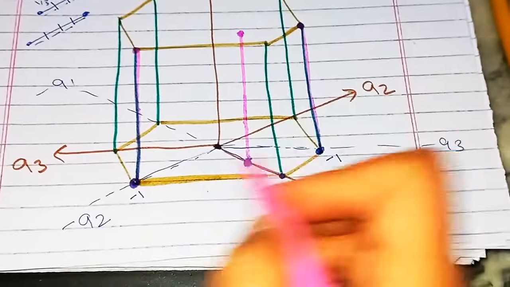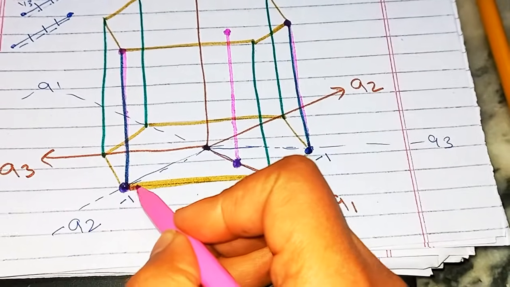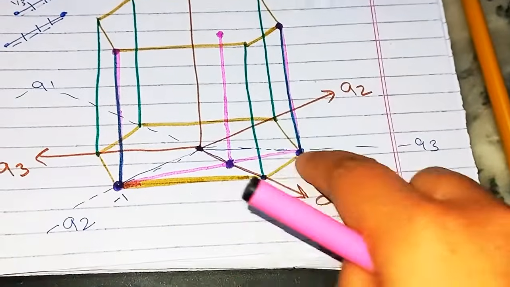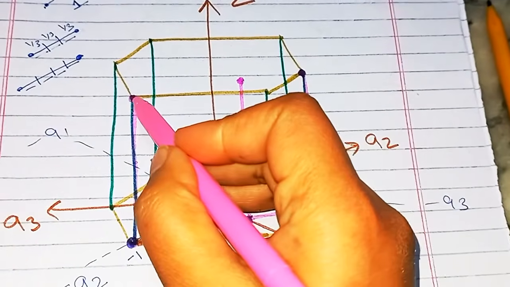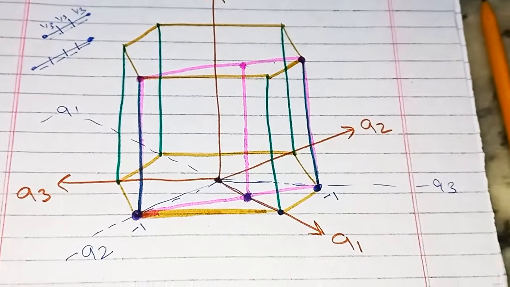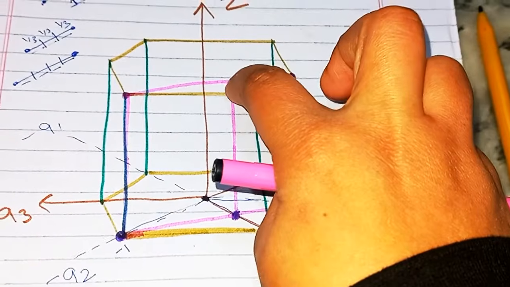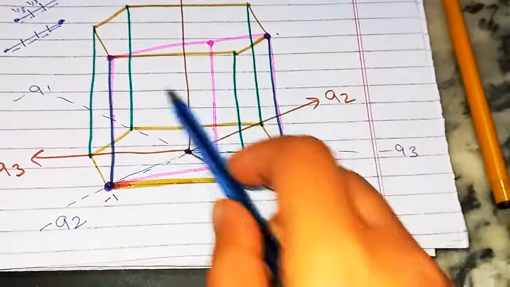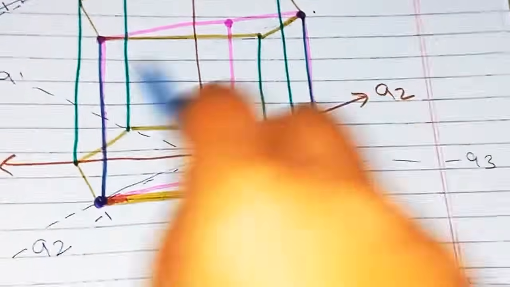Now we'll join these points together. So this and this is the straight line. And similarly here, this will be the straight line. Okay, they all cut each other, and this is actually the plane.